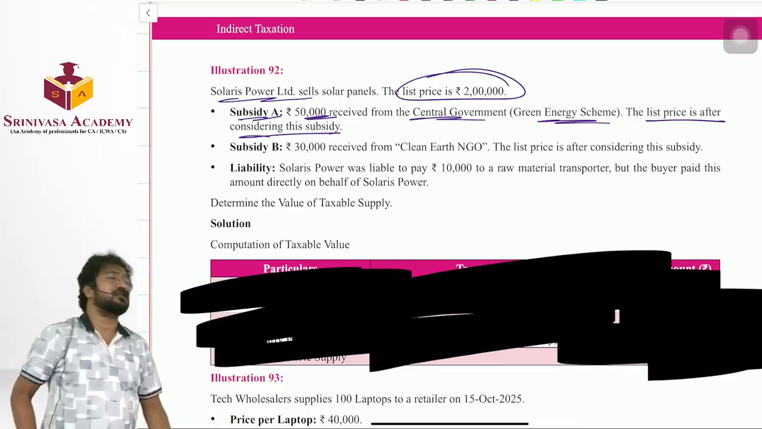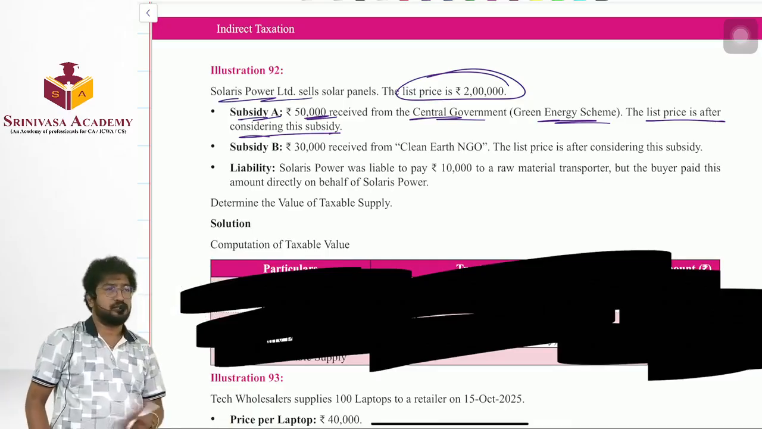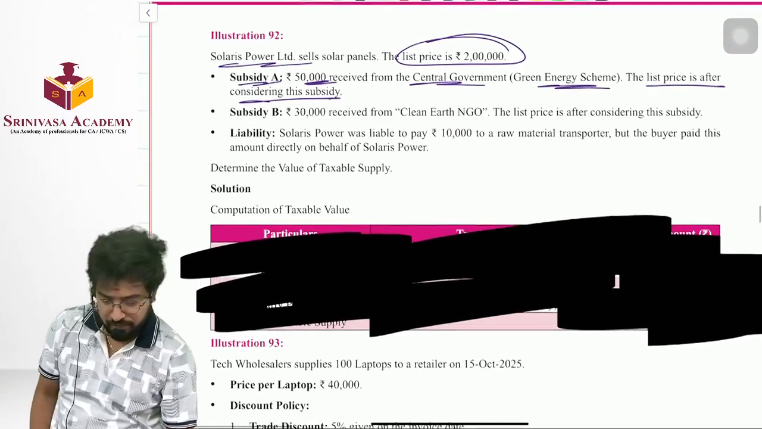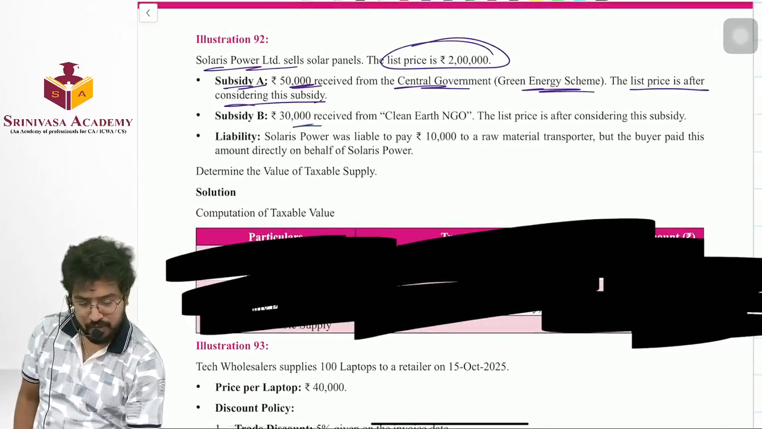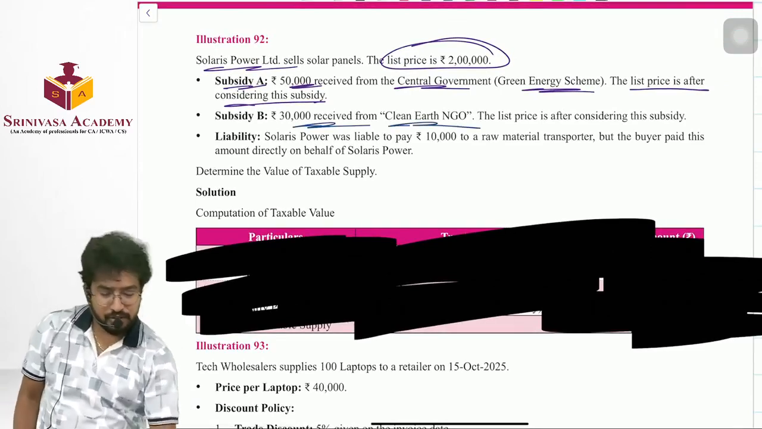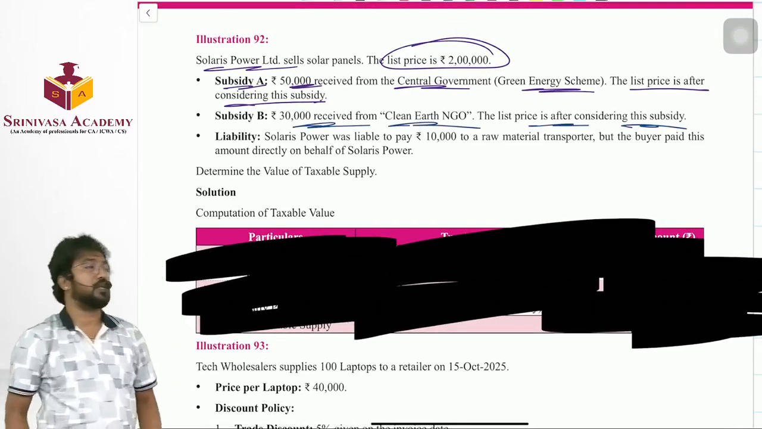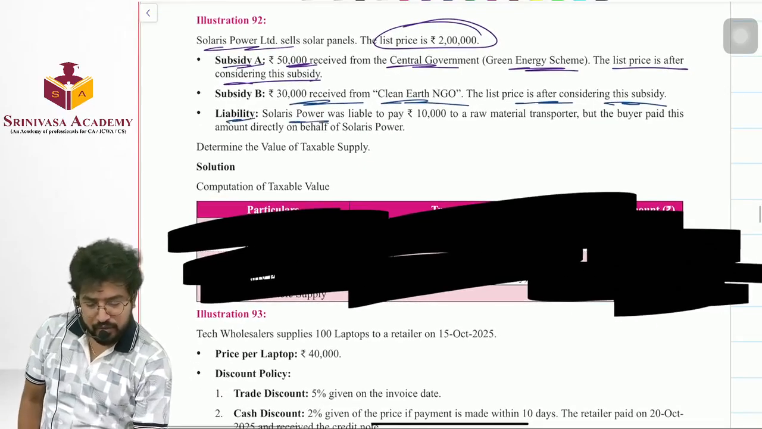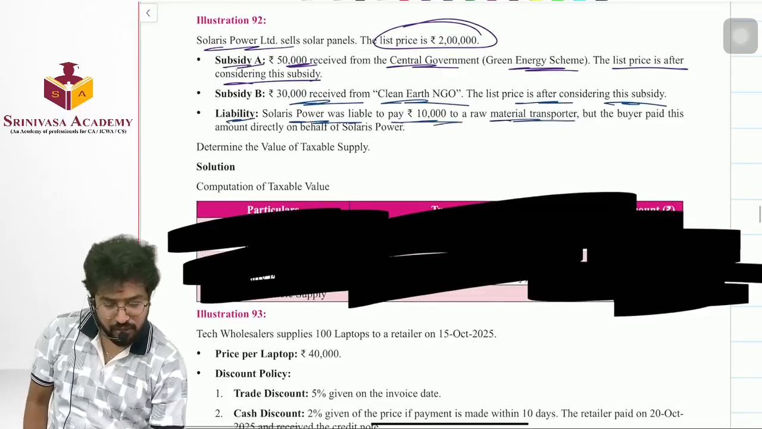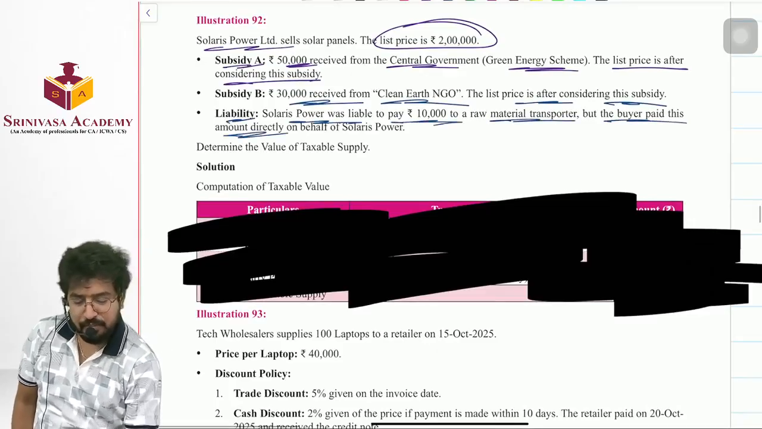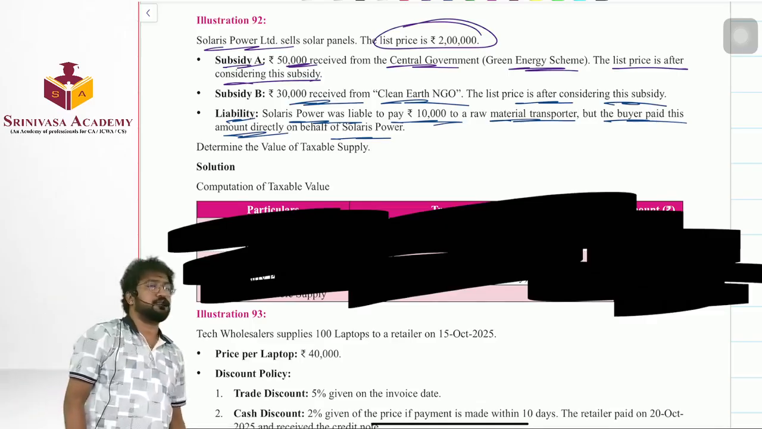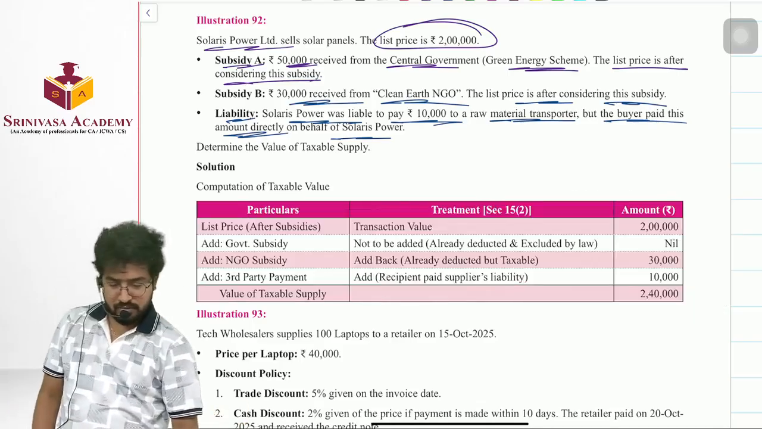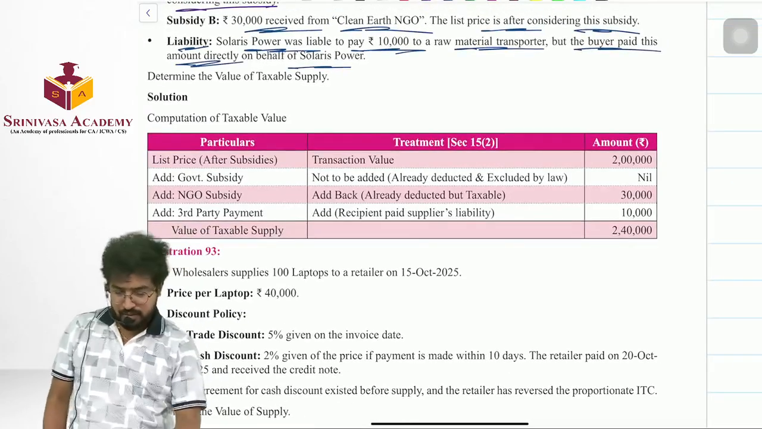Here, whether it is linked to price or not linked to price, it has to be ignored because it is from central government or state government. Next, 30,000 from Clean Earth NGO. List price is after considering. Add it to the, yes. Liability. Solaris Power was liable to pay 10,000 to a raw material transporter, but the buyer paid this directly on behalf of Solaris Power. Obligation of supplier discharged by recipient. That's all. Okay, right.